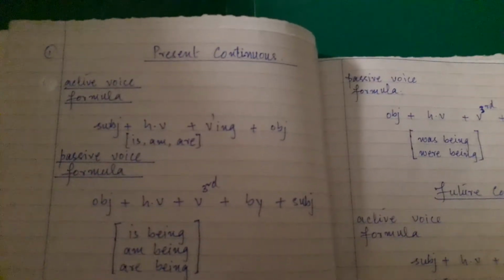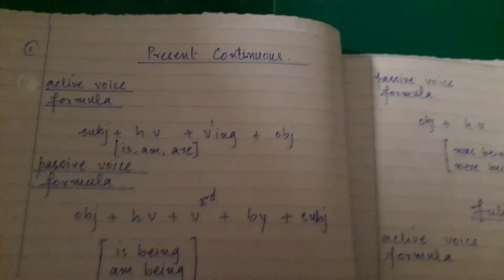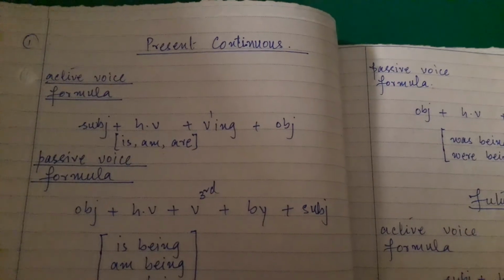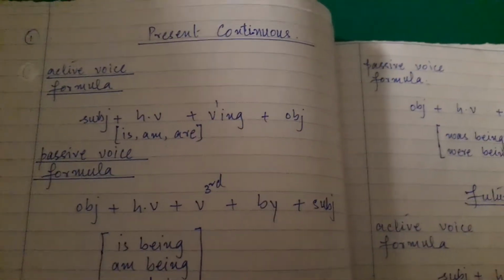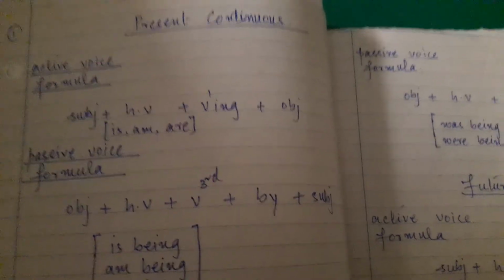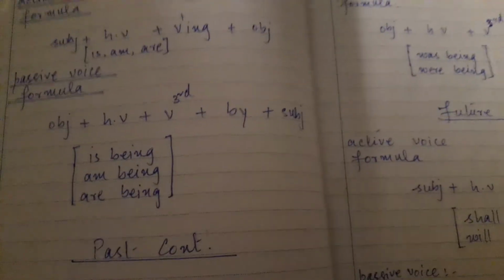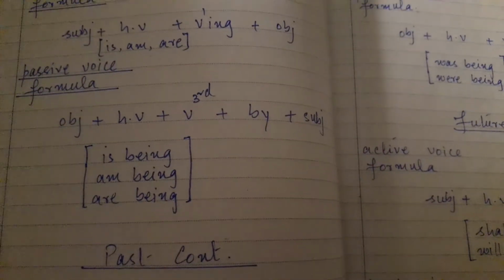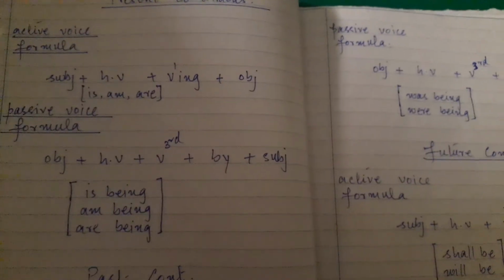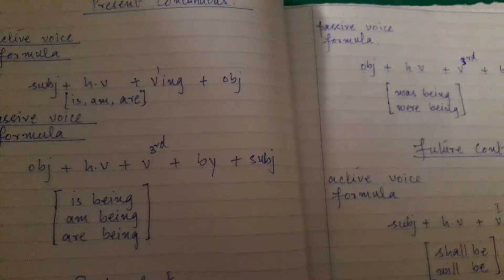So this is all about the formulas of the three indefinite tenses: present, past and future, and continuous of the three: present, past and future. Future has no passive. I have shown you. You will answer: no passive. So this is about the formula and brief explanation of the indefinite and continuous for active and passive.